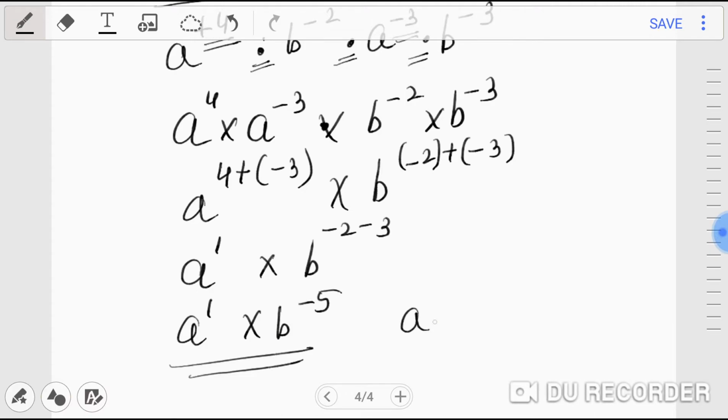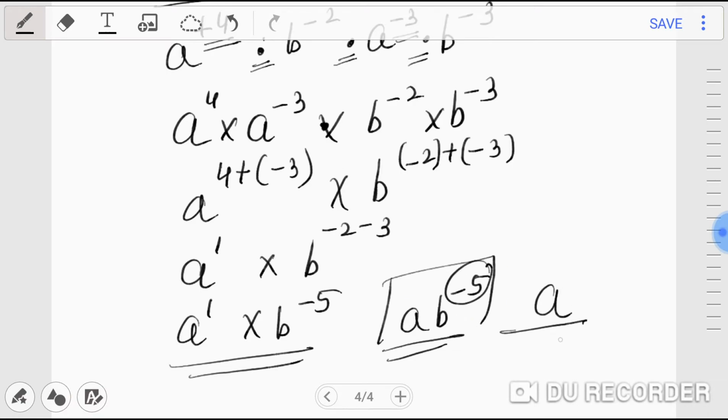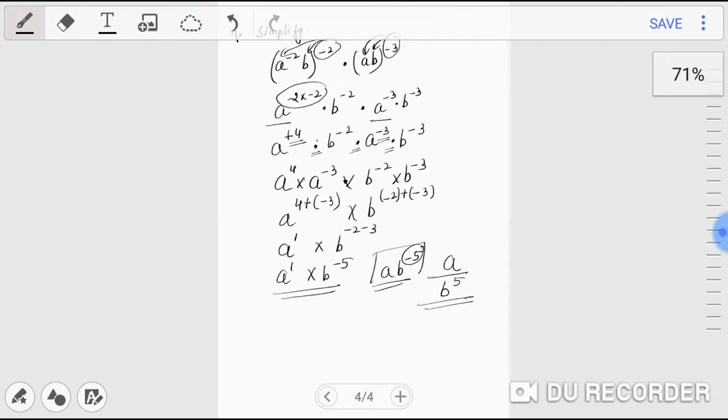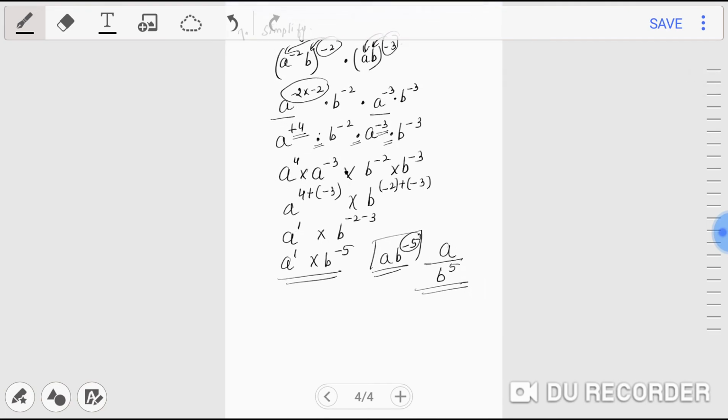If you want to write the answer a b raised to minus 5 like this, it will be accepted, or else if you have a negative exponent, you can make it positive by keeping it down towards the denominator. Clear? You can note it down.